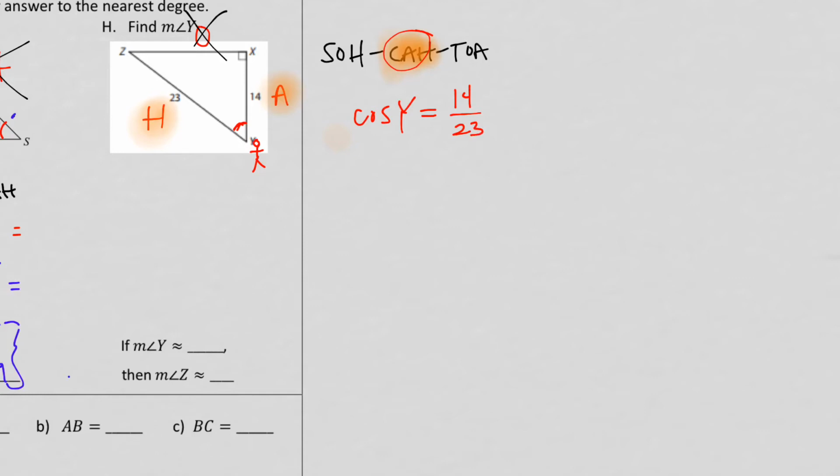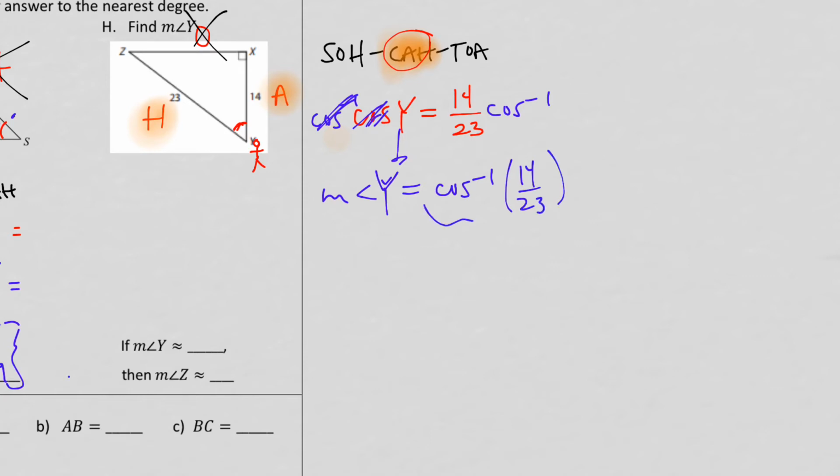Now to solve the equation for angle y, I can use inverse cosine on both sides to cancel cosine. So here angle y is isolated, equals inverse cosine of 14 over 23. And with a calculator, I can find that the measure of angle y is equal to 53 degrees. And once I find this to be 53 degrees, I know that these two have to make 90, so angle z is going to be equal to 37 degrees. So it's pretty easy to find the third missing angle in a triangle once you know two.